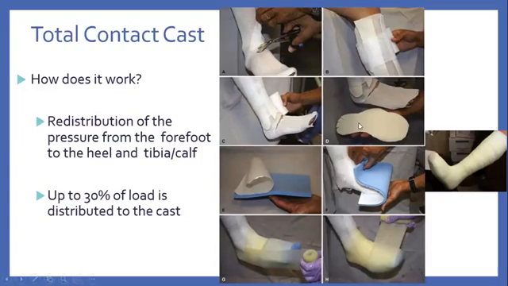Here is an additional felt pad going onto the bottom of the foot, and then a very well padded pad that's going to go around the forefoot, and then they're going to wrap the entire thing with fiberglass. And then here is the end product, your total contact cast that your patient is going to weight bear on.